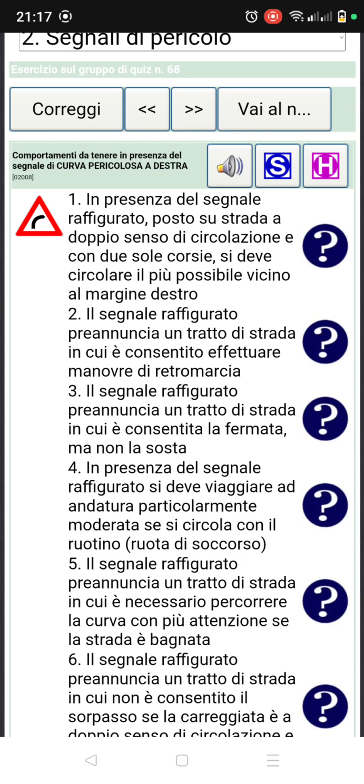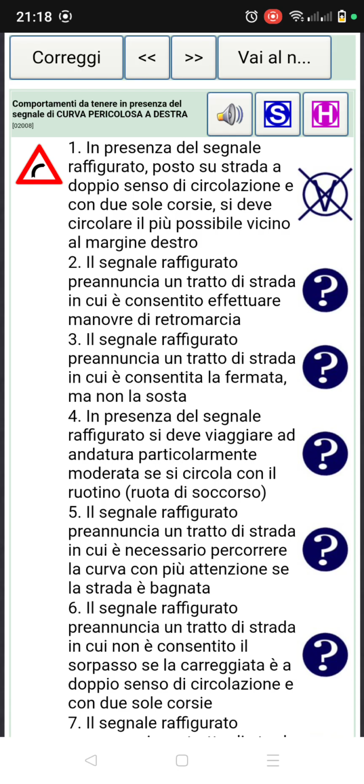Number 1. In presenza di segnale raffigurato posto su strada a doppio senso di circolazione e con due sole corsie, si deve circolare il più possibile vicino al margine destro. Yes. So in the presence of this sign figure, placed on a road of two-way circulation with only two lanes, you must circulate as possible close to the right-hand side, and it's true. Number one is true.